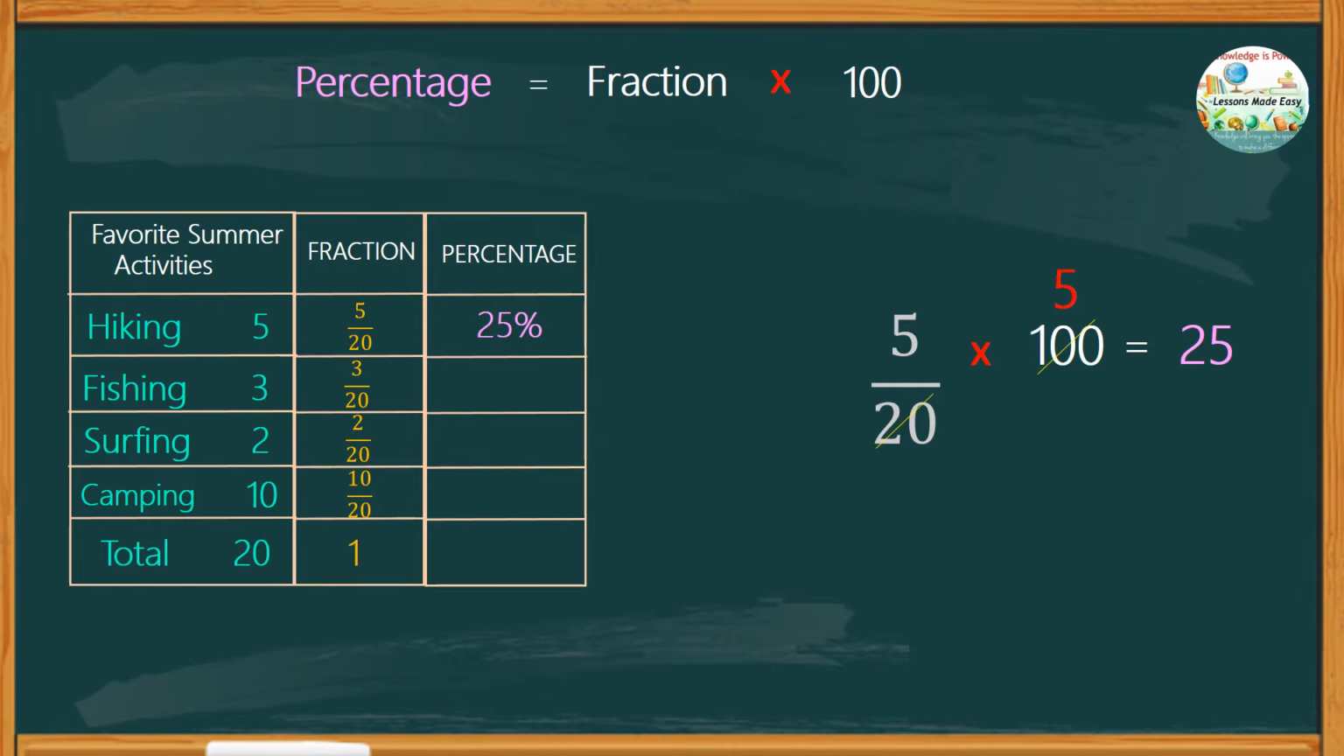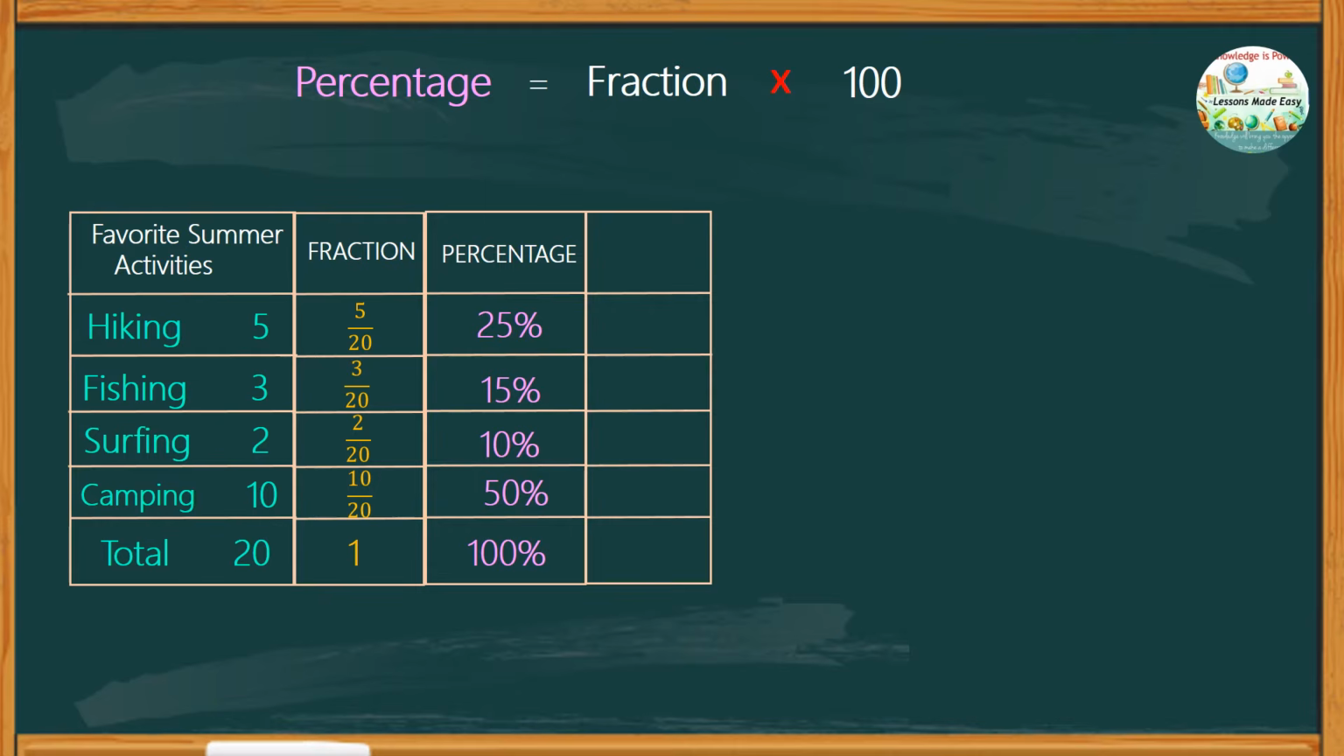Do the same with the next. For fishing, we got 3 over 20. We don't need to do much, just change the numerator to 3, then multiply by 5, where we get 15 or 15%. Do the same for surfing. Just change the numerator to 2, then multiply by 5, and we get 10 or 10%. For camping, change the numerator to 10, then multiply by 5, we get 50 or 50%. Adding all this, we get a total of 100%.